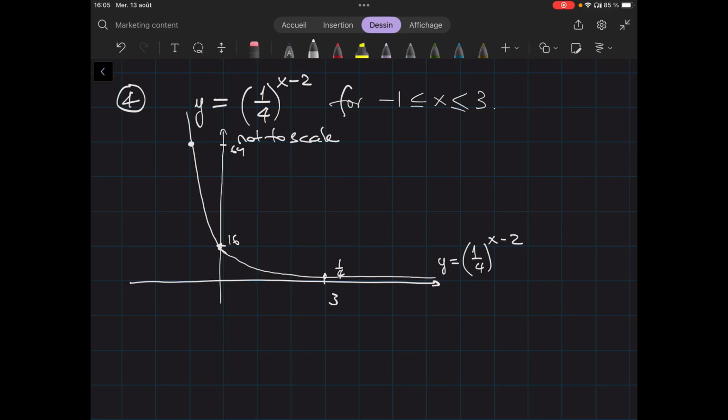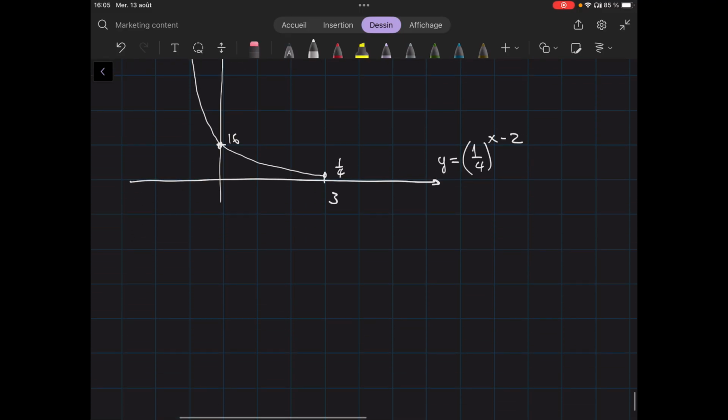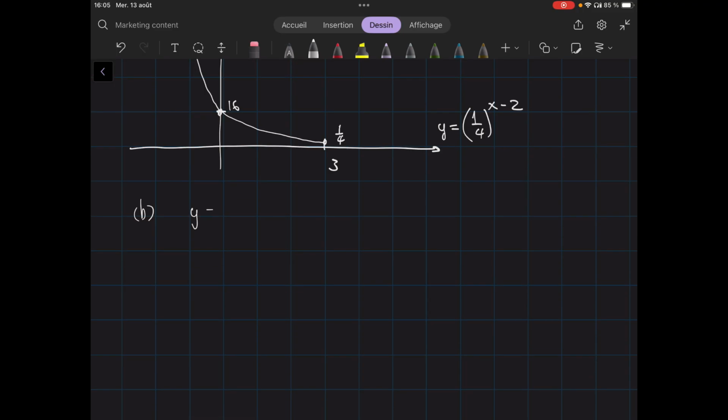But since we're only interested in the parts between negative 1 and 3, we'll start here and we'll stop there. Pay very close attention to the domain. Part B. The graph of that guy undergoes the following transformation. Let's do one transformation at a time. First off, you're translating it 4 units up.